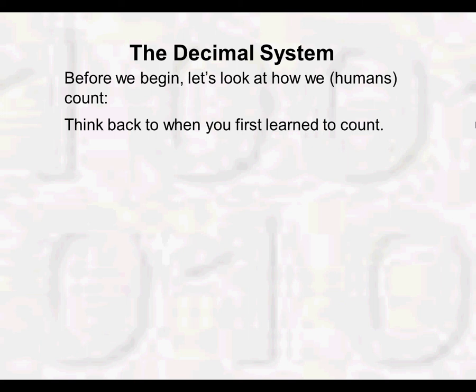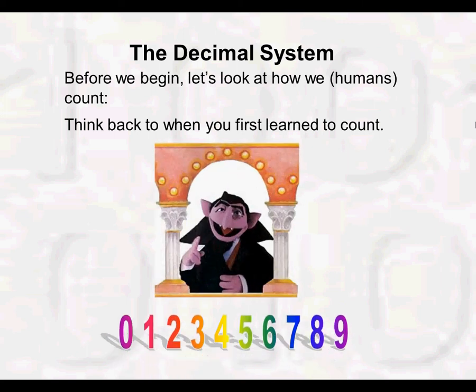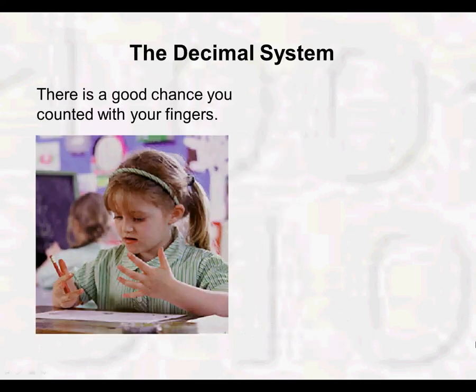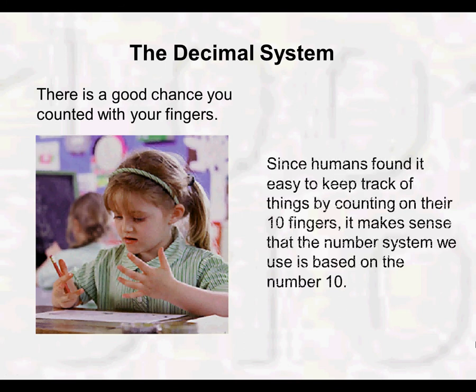And if we think back to when we first learned to count, we might remember this guy from Sesame Street, and he showed us the various digits that we have working as numbers, so all the digits from 0 up to 9. And when we first learned to count, we probably used our fingers, and for some of us in the class, maybe we still use our fingers a little bit for our counting. And because it was easy to keep track of 10 things, because we had 10 fingers, we made a number system based on those 10 things as well.